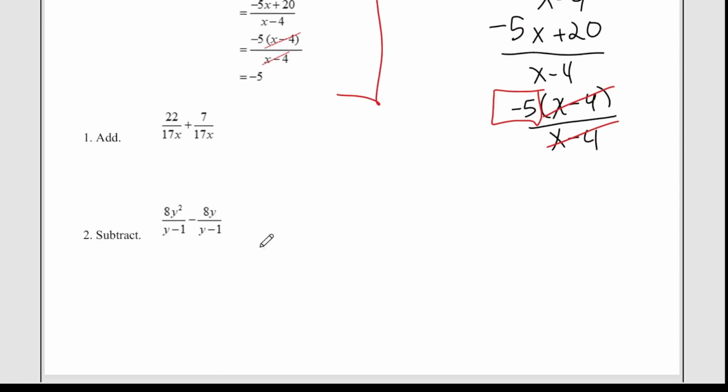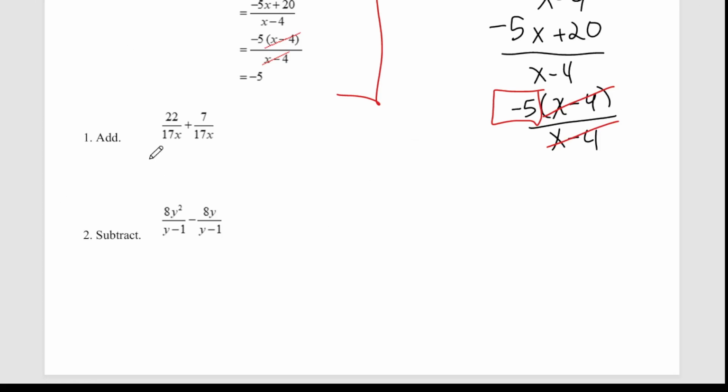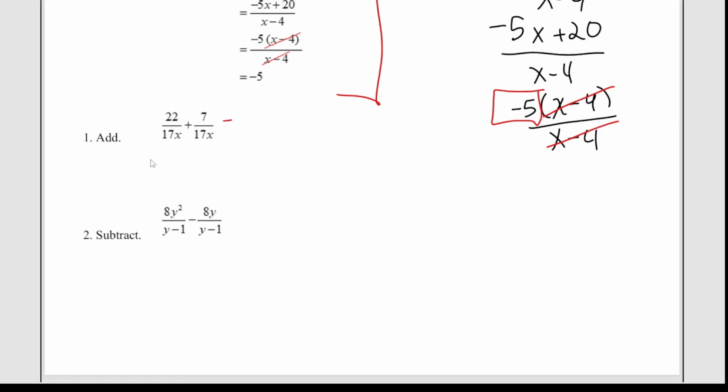So let's go ahead and try these next two examples. I'm actually going to encourage you to pause your video, try it yourself, and then compare with what we get. Both of these already have like denominators, so we're good to go. For the first one, you're just going to add across those numerators. Denominator stays the same, it's effectively your units, and then 22 plus 7 is going to get us 29 over 17x, and that does not simplify any further.